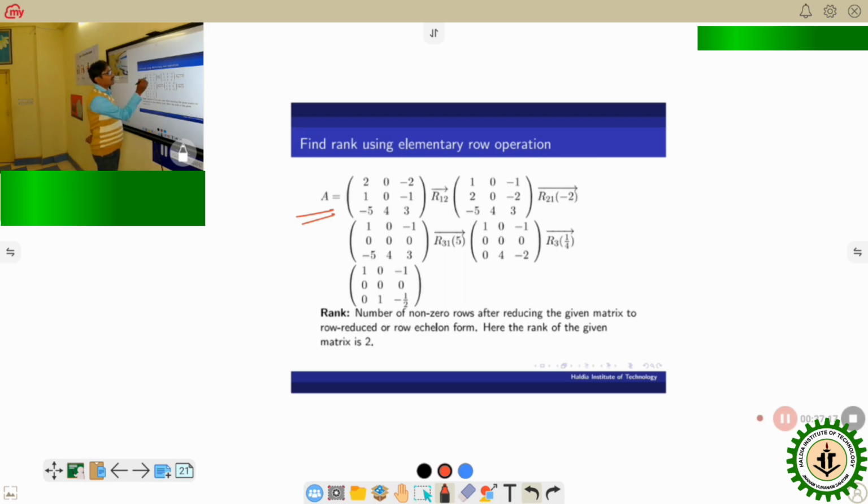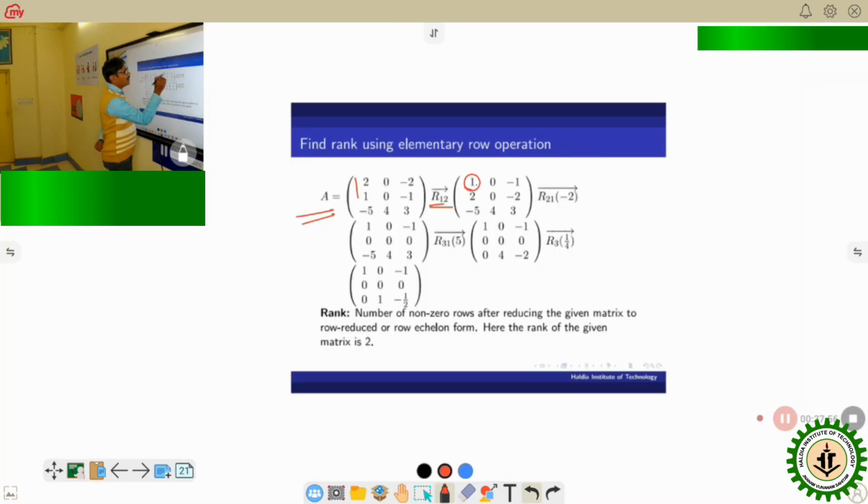But here we do not. Here first we interchange the first and second rows, because we see that 1 is already present in the first place of the second row. So if we interchange the first row and second row, then this becomes the leading one. Otherwise, you have to multiply the first row by 1 by 2. So you can use that process also. But here we first interchange the first and second rows.